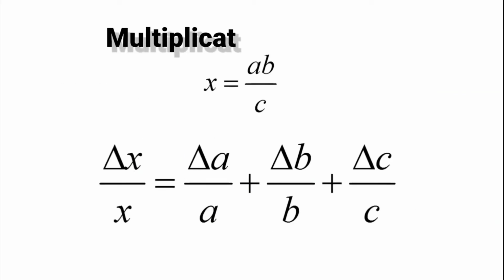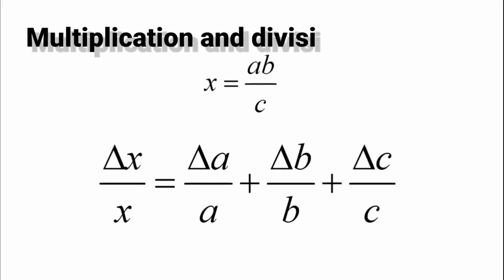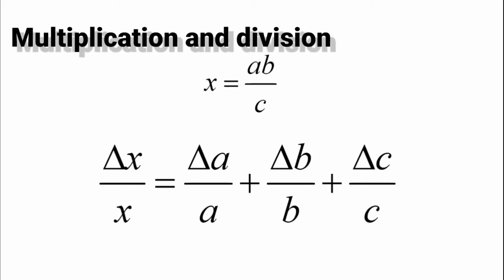Now, we are going to find the combination of uncertainty for multiplication and division. The way we are going to find the combination of uncertainty for multiplication and division is very similar to addition and subtraction. But instead of adding the uncertainty directly, we add the relative uncertainty.